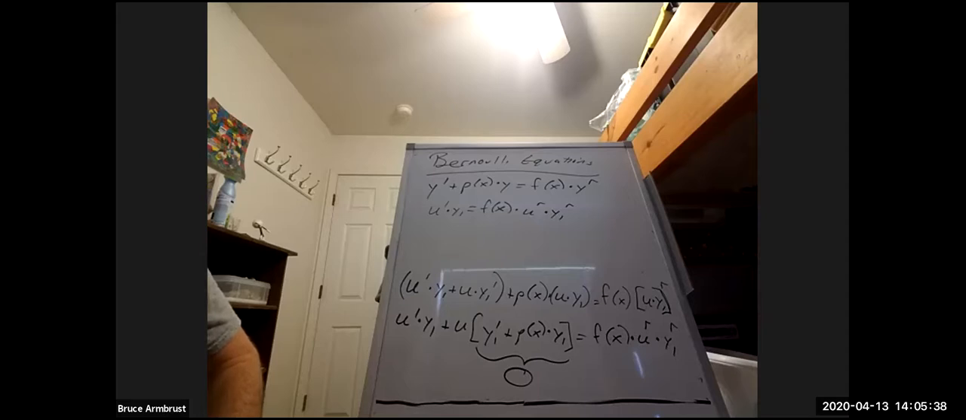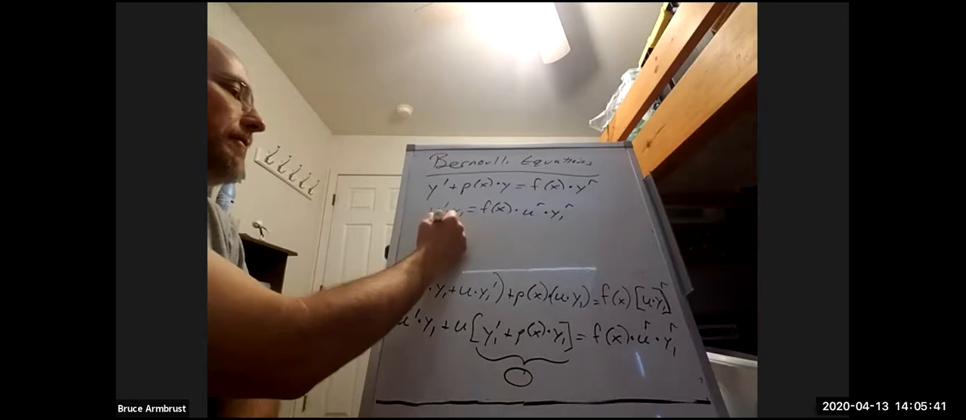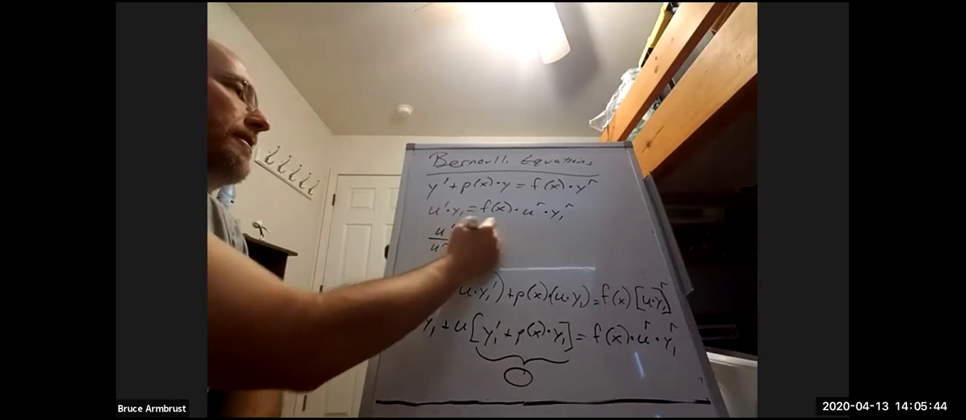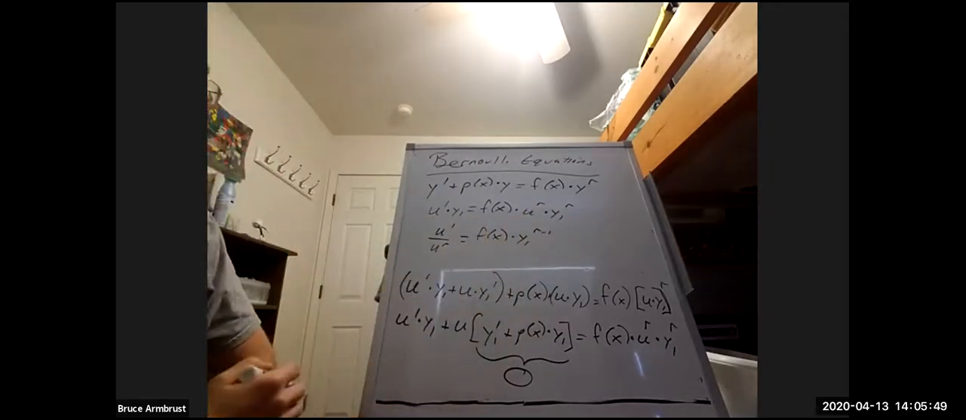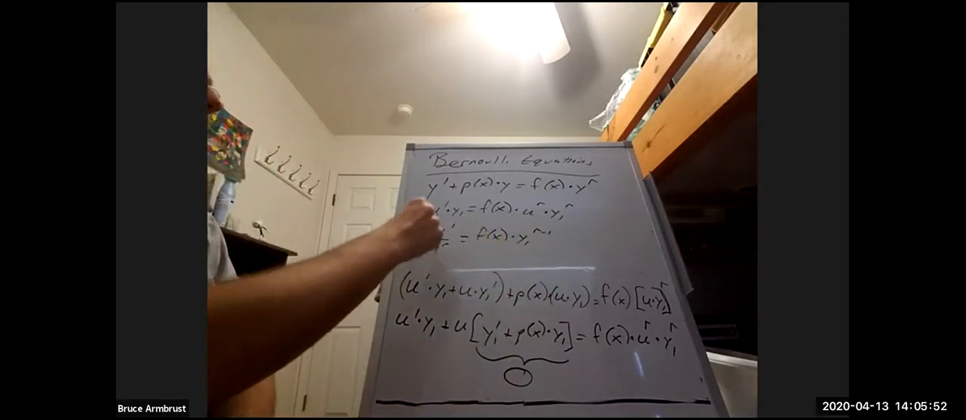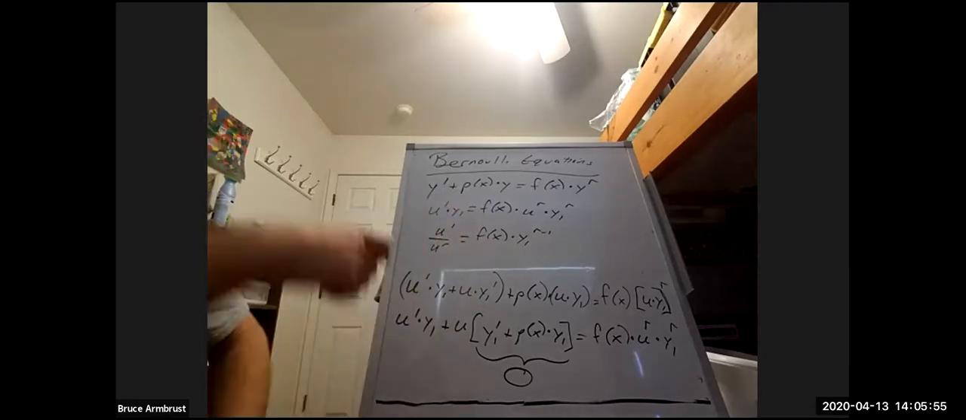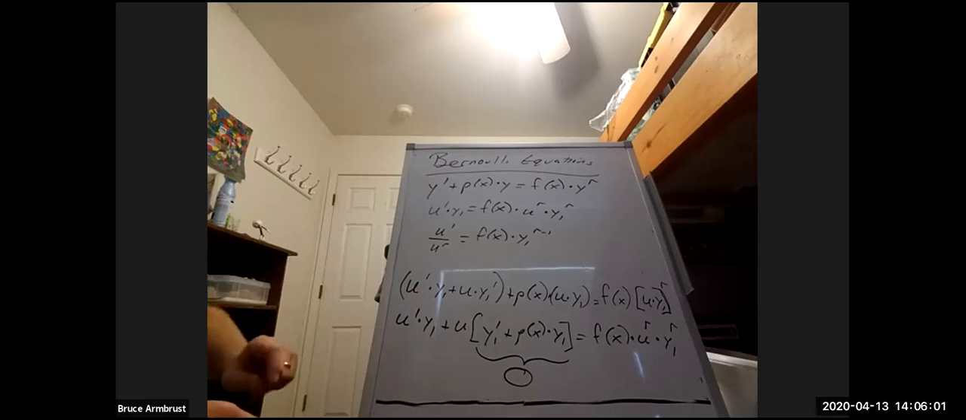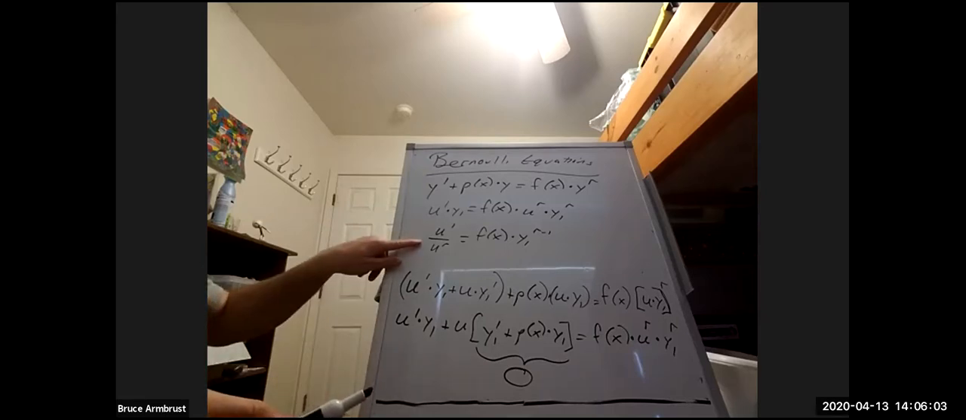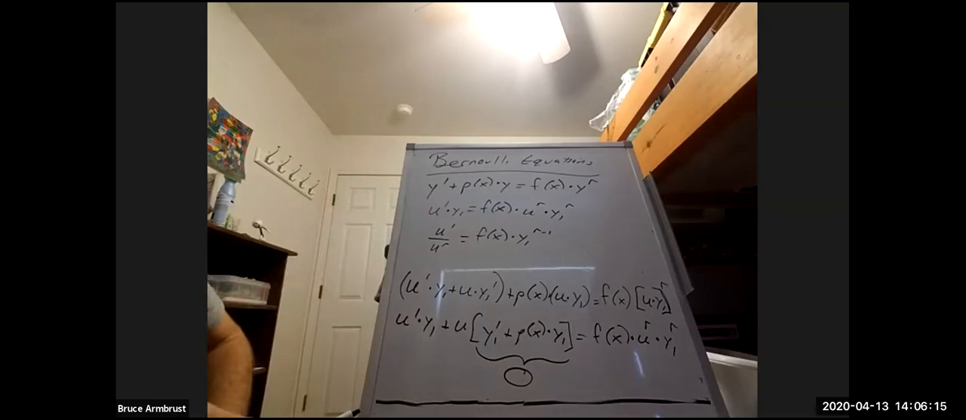And this guy's separable, because we're going to be able to write u prime over u to the r is equal to f of x times y1 to the r minus 1. So even though Bernoulli, as it was written, was not separable, it turns into a separable differential equation. This allows us to solve for u. And then once we have u, we multiply that by the y1, and that's the solution to our original differential equation.